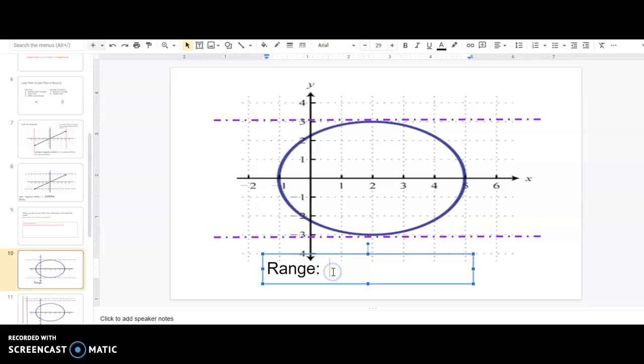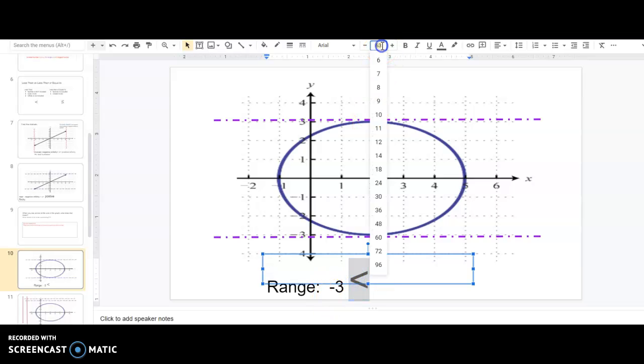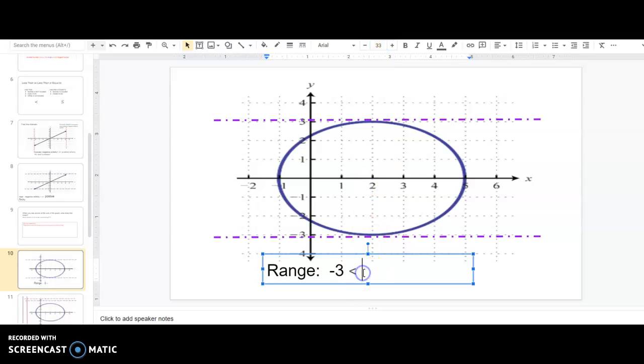So the range starts from -3, and then it's going to be less than. This less than symbol needs to get fixed. Let me fix it real quick. So it's from less than. We're talking about range, so that's going to be y, which is less than. And then what's the highest it goes to? Again, I'm looking at the y-axis because it's range. So that's 2, 3 right there.